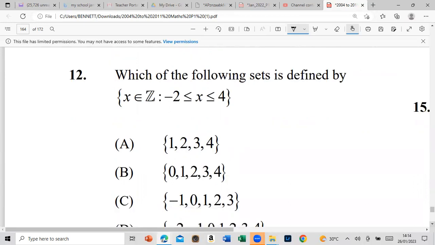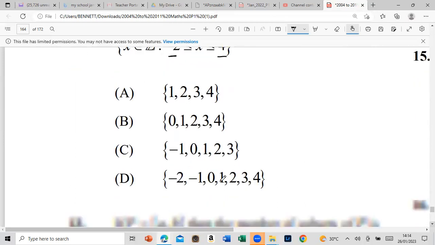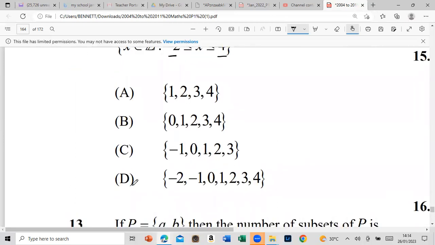Alright, which of the following set is defined by? So you have -6 to +4. We're going to include this because x is less than or equal to negative 2 and equal to 4 also. So both of them must be included. So it's negative 2 to 4.